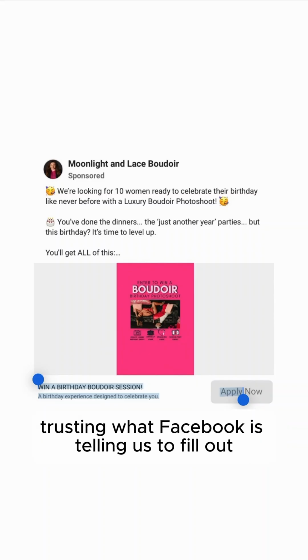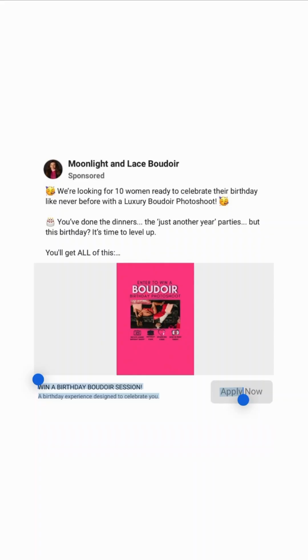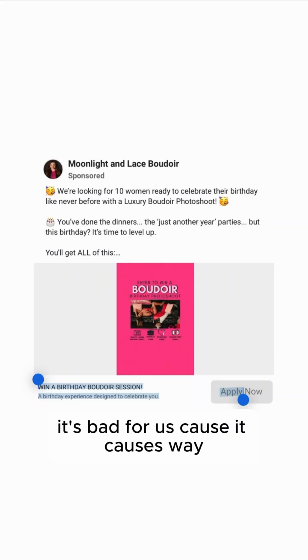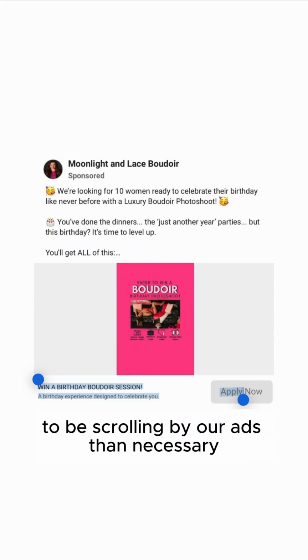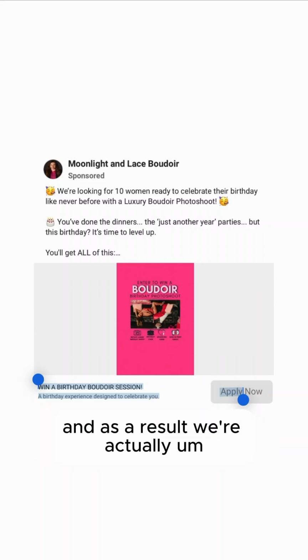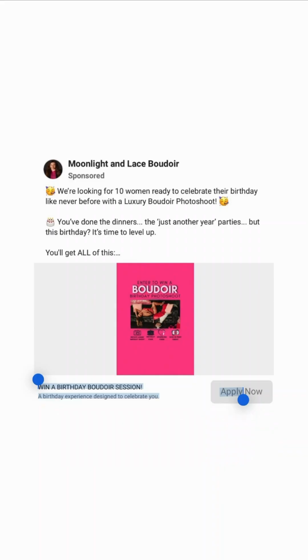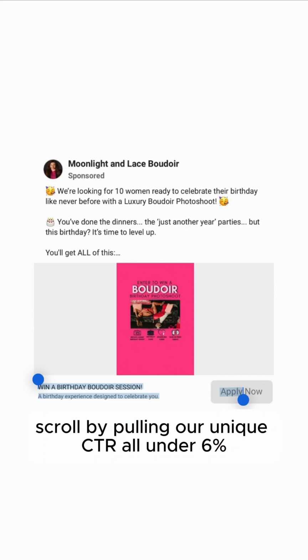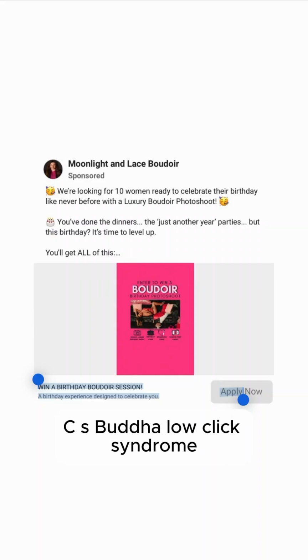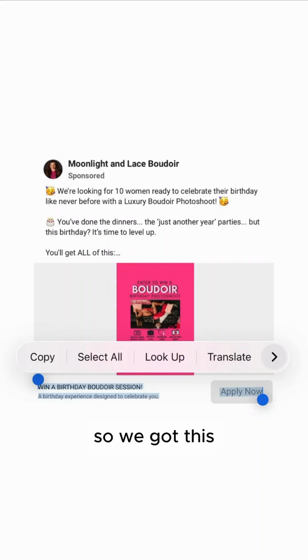So we're actually trusting what Facebook is telling us to fill out for our Boudoir Facebook ads. But that's actually good for Facebook. It's bad for us because it causes way more women to be scrolling by our ads than necessary. And as a result, we're causing more women to scroll by, pulling our unique CTR all under 6%, leading to BLCS, Boudoir low click syndrome. So we got this.